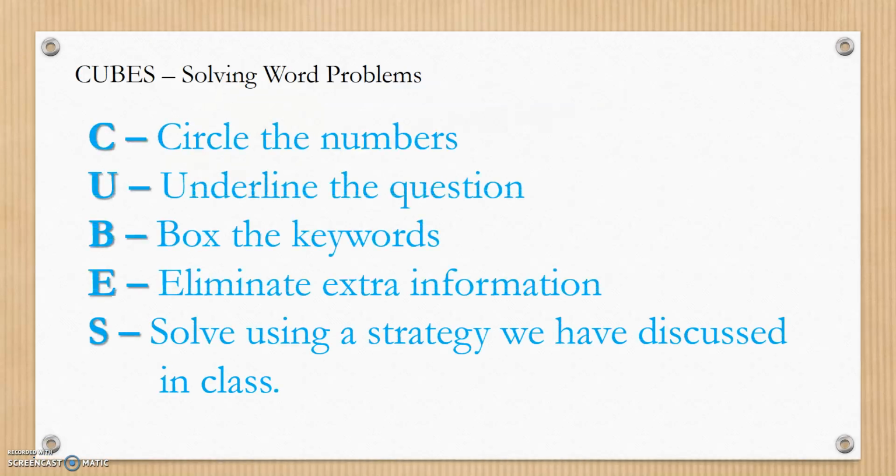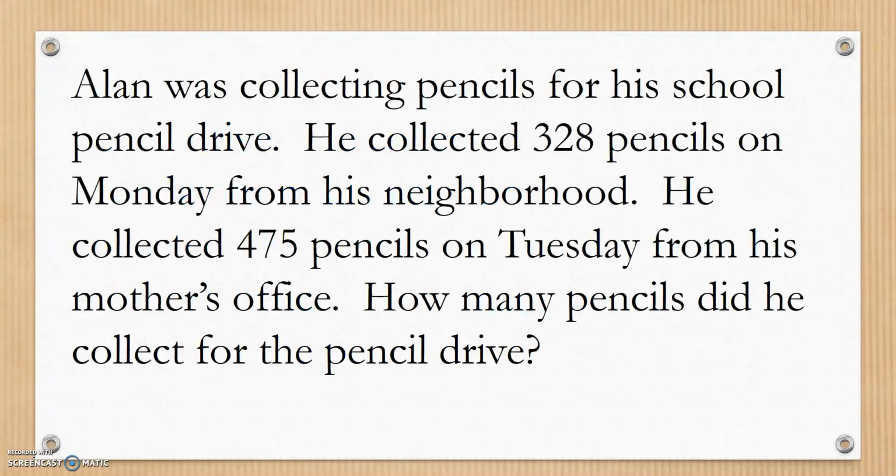So to use the CUBES strategy, the first thing you're going to do when you see a word problem is you're going to circle the numbers. Then you're going to underline the question. Next, you're going to put a box around the keywords. Then eliminate any extra information. And finally, you're going to solve using a strategy we've discussed in class. Now, the strategies we've done are not the only strategies that you can use, but they're the ones that we have talked about using place value. So let's take a look at this word problem.